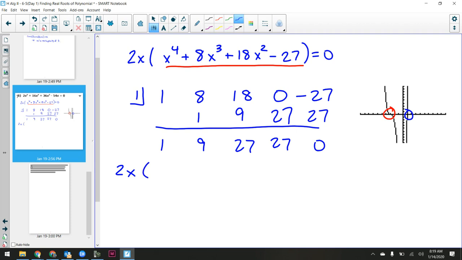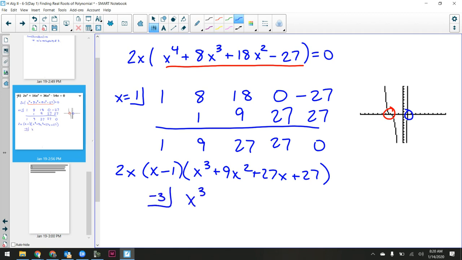X minus 1 is my factor that corresponds with x equals 1. And then we got x to the 3rd plus 9x squared plus 27x plus 27. Now, you would try to factor that down, but guess what? Spoiler alert, it doesn't work. So what should we try now? -3. The other root that we saw.